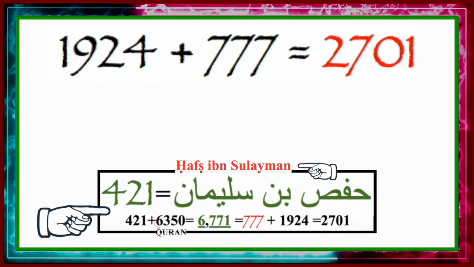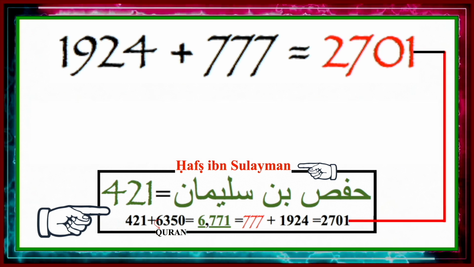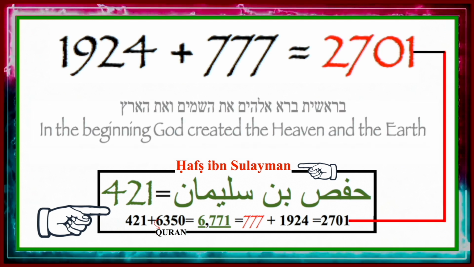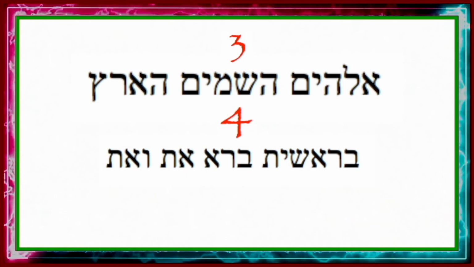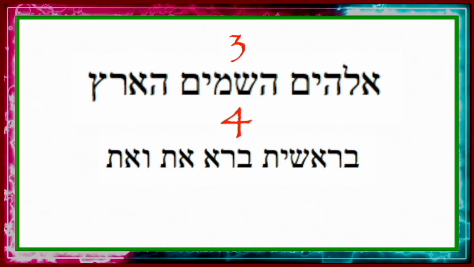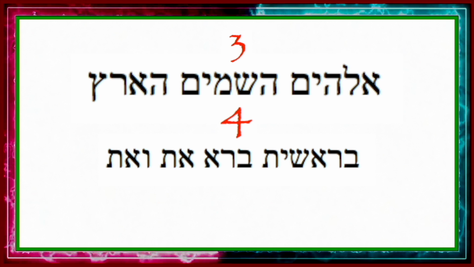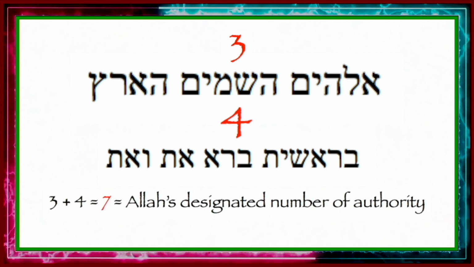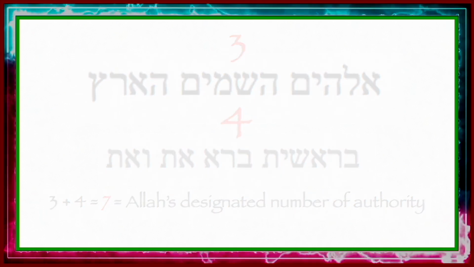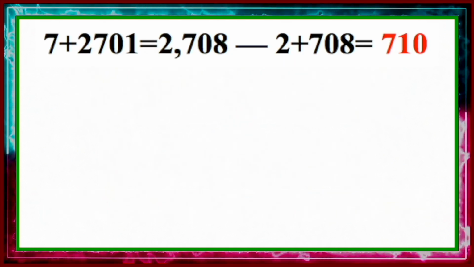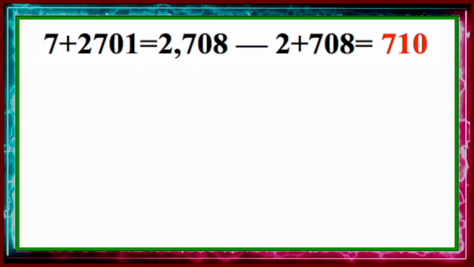If these 3 key words total 777, then what do the remaining 4 words total? They total 1924, which connects us to the 1924 Hafs edition of the Quran. 1924 plus 777 equals 2,701, which equals, in the beginning, God created the heaven and the earth. So the 3 key words gave us 777, and the 4 words that remained gave us 1924. If we add the 3 and the 4, we get 7, which is the designated number of Allah's authority.